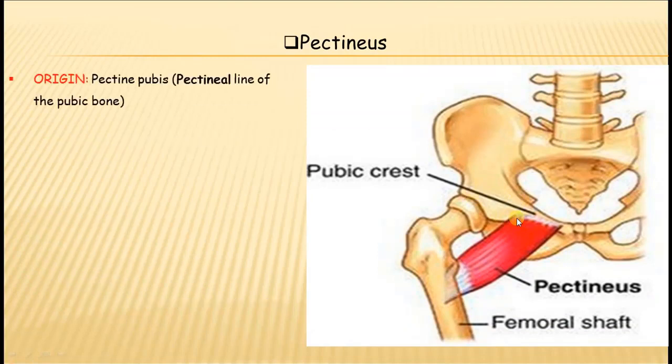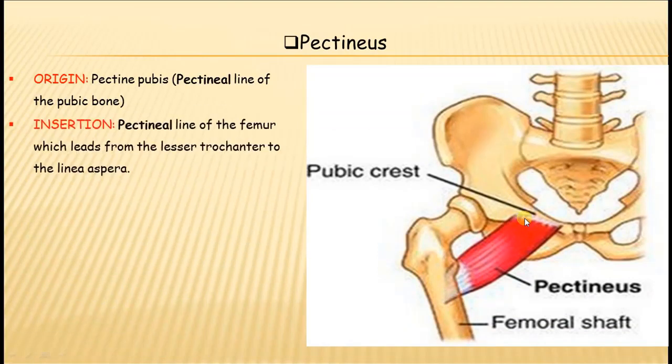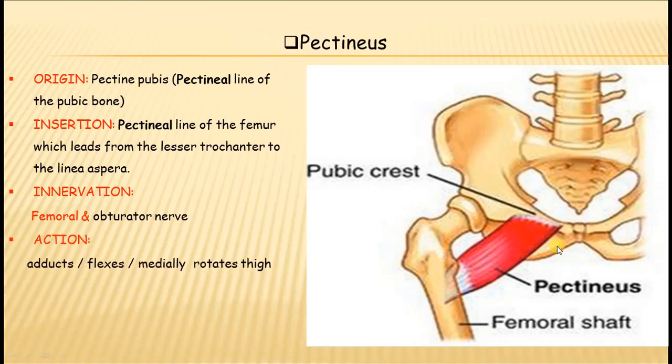One more muscle you see here is the pectineus, arising from the pecten pubis and inserted into the pectineal line of the femur. From the lesser trochanter to the linea aspera, you see the pectineal line of the femur. It is the most medial muscle of the front of thigh and also forms the floor of the femoral triangle. It is supplied by the femoral nerve as well as the obturator nerve. So you can call it a hybrid muscle. It is derived from both compartments. The femoral component belongs to the extensor compartment, and the obturator nerve muscle should have migrated from the adductor compartment. The main action, again, is that it adducts, flexes and medially rotates the thigh.